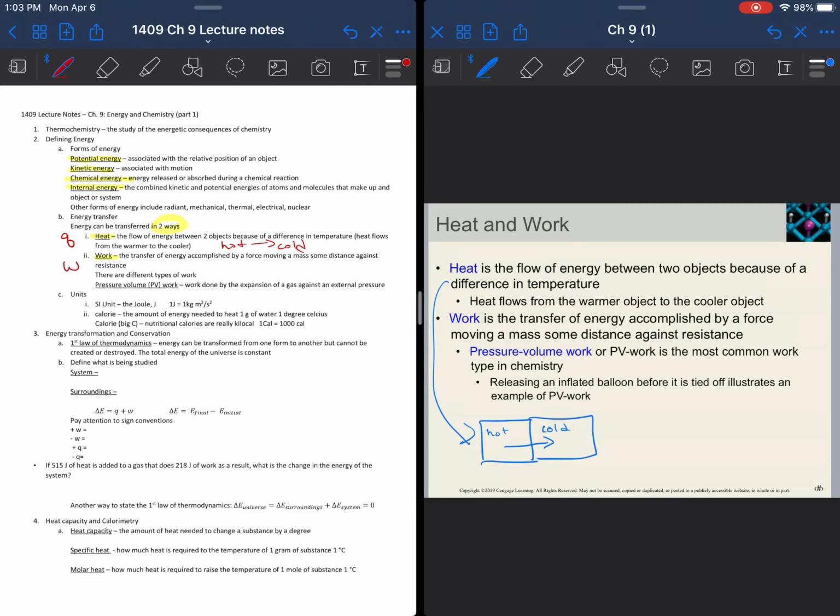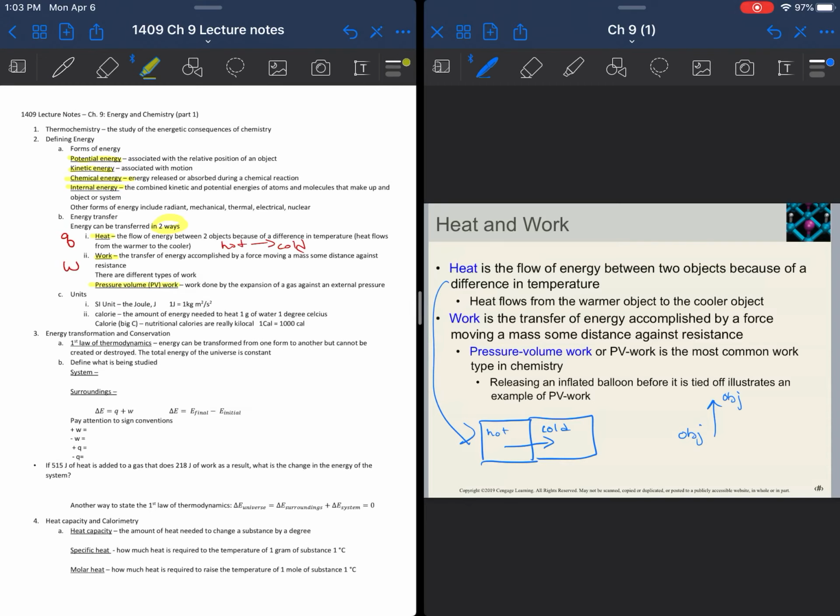It's an important note. We can also transfer energy with work, right? This is going to be accomplished by a force moving a mass some distance. So when we thought about pushing that object up into the air, say like I push my pen and I hold it up over my head, I have transferred energy into that pen by moving it a distance against a resistance. In this case, that resistance is gravity. Now, we aren't going to be picking atoms up and moving them up and down.